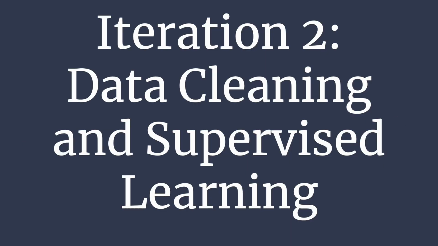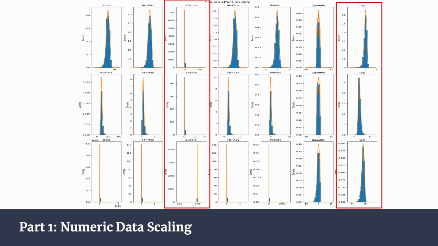After that, we have our work from iteration 2, where we did data cleaning and supervised learning. Here, as you can see, we tested all the scaling techniques we saw in class on our data. We tested it on the attributes score, runtime, and gross. And as you can see, the Z-score and log are the ones that we decided to use because they have the best results. This is because our data has a normal distribution.